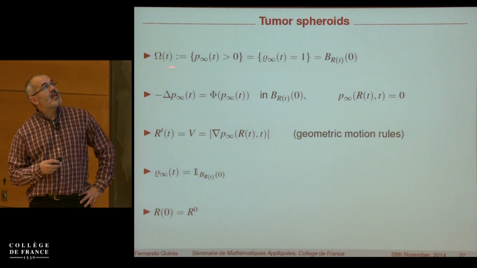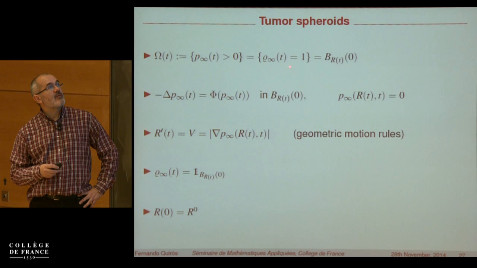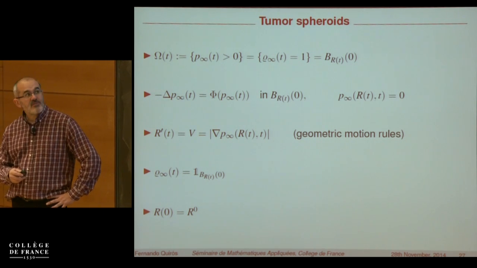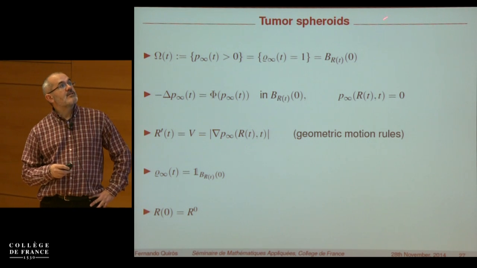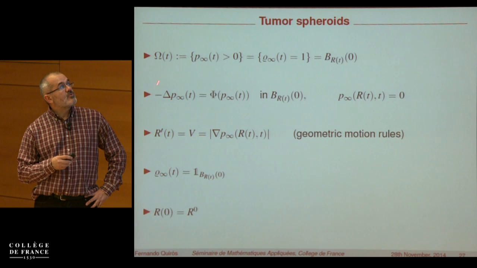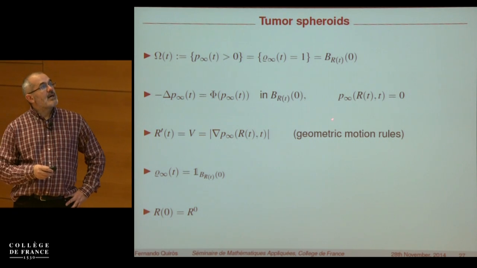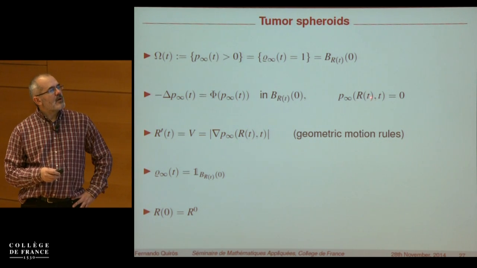Well, you have the domain where the pressure is positive, and this is the place where rho is equal to 1. We are assuming that you have radial symmetry. This is a ball centered at 0 with a certain radius. In this ball, you have this elliptic equation, which is in fact an ODE. You can solve it with boundary data equal to rho of t, r of t.